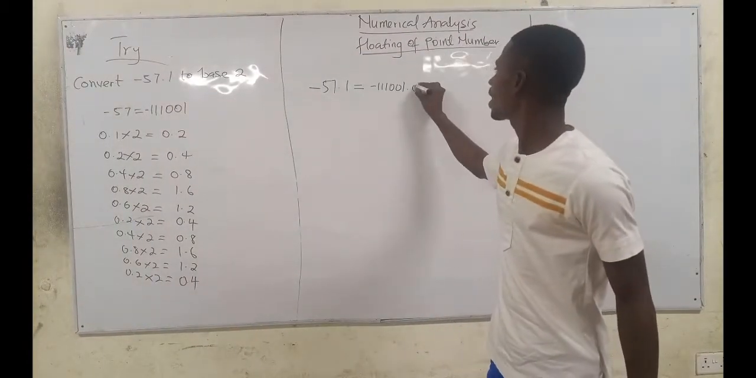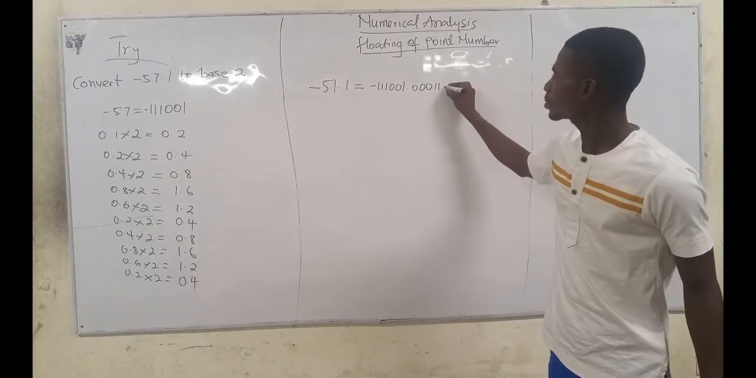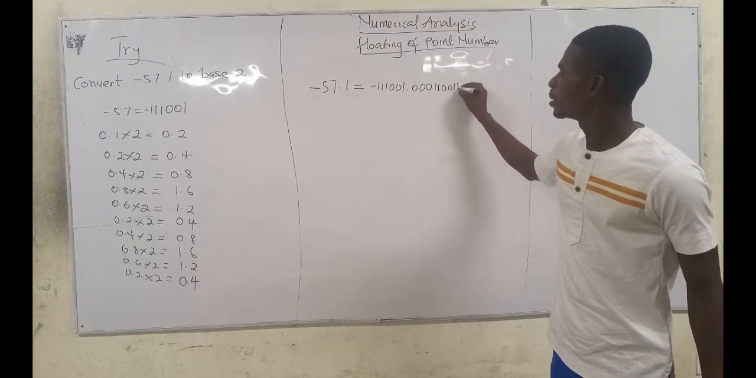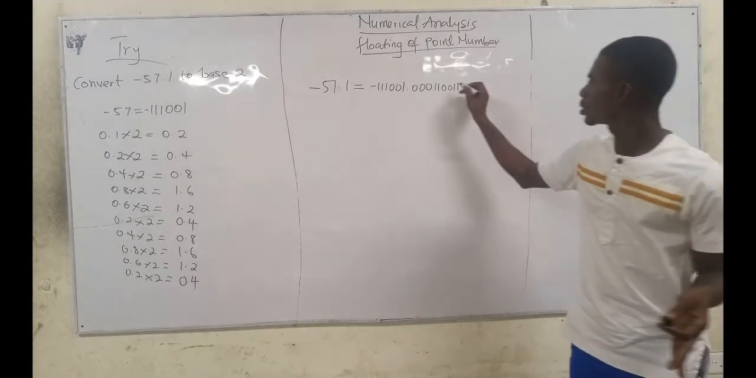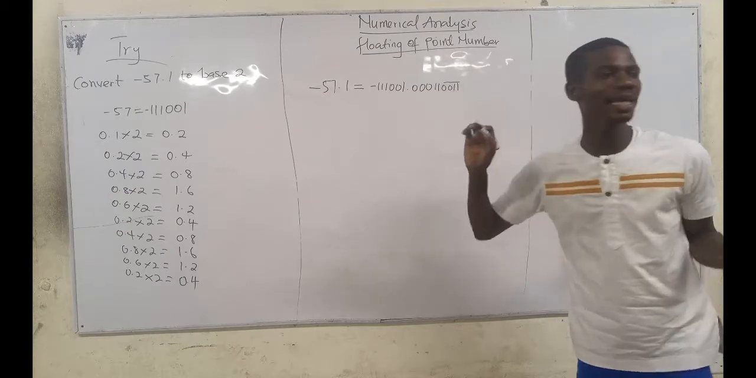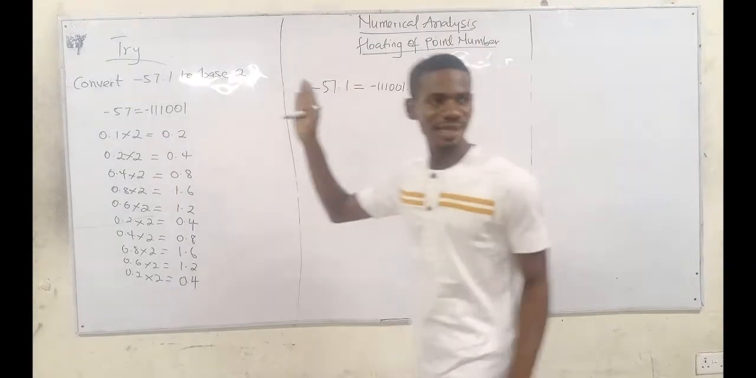Then you start from here. You have 0, 0, 0, 001. I can't continue again, so this is what we do. You put a bar here, showing that the 001 is repeated. Is that okay? These things are very, very important when it comes to floating point.